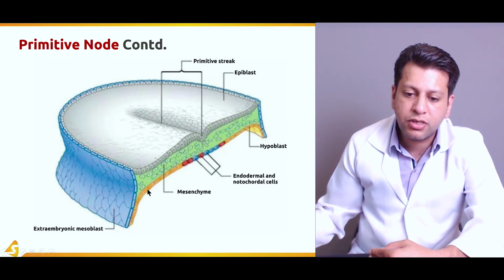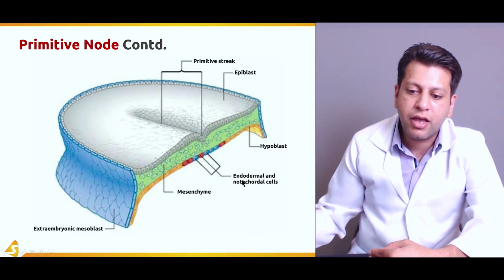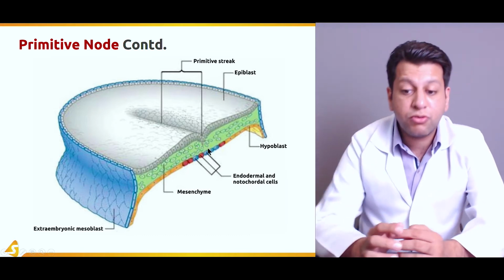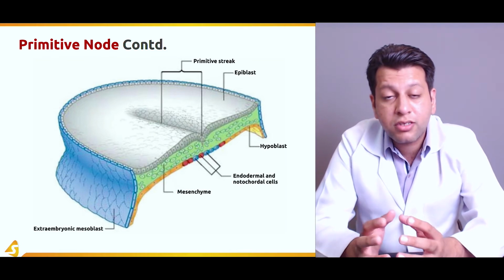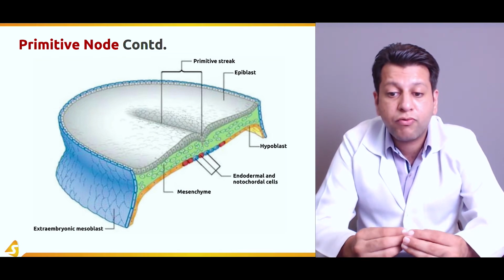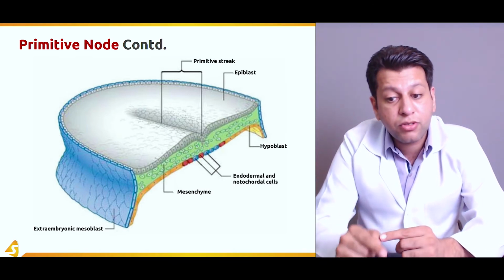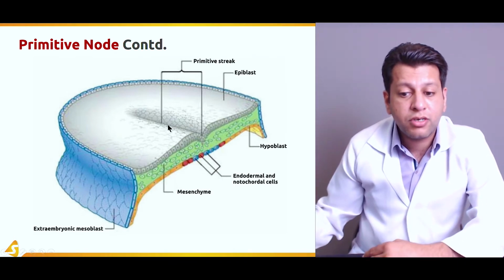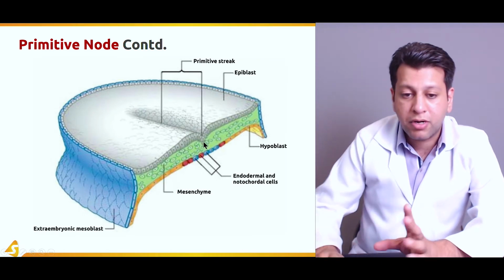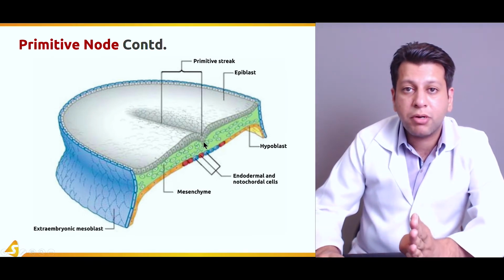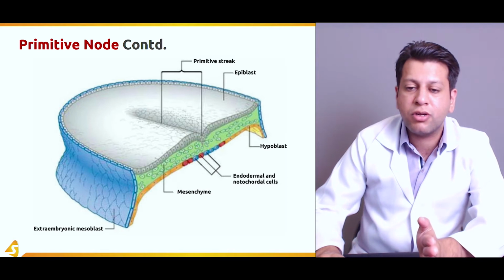This yellow portion is the hypoblast, and those which dive down near the hypoblast form the endoderm. Here it's written endodermal and notochordal cells. Why? From where did these notochordal cells come? When we discuss the formation of the notochordal plate and notochordal canal, we will come back to this point, to how this invagination actually occurred first. But at this time we are only discussing the primitive node, primitive streak, and gastrulation.